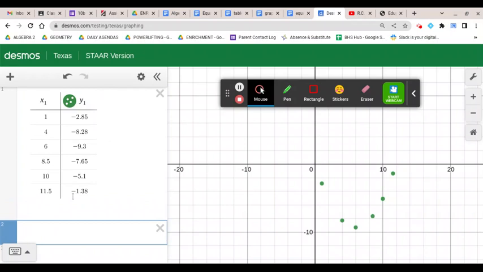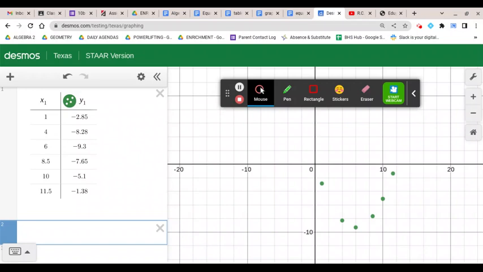Now, ladies and gentlemen, what kind of function does this tell us that we have here? Is it linear, quadratic, or exponential? It's quadratic. So on the quadratic function, we have y1 squiggly ax1 squared plus bx1 plus c. It says the data can be modeled by a quadratic function.